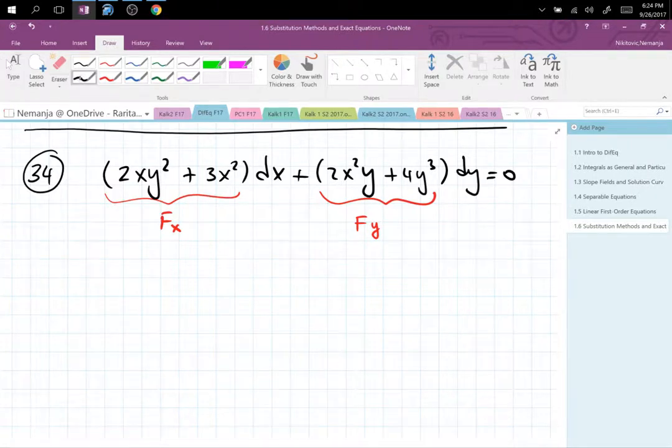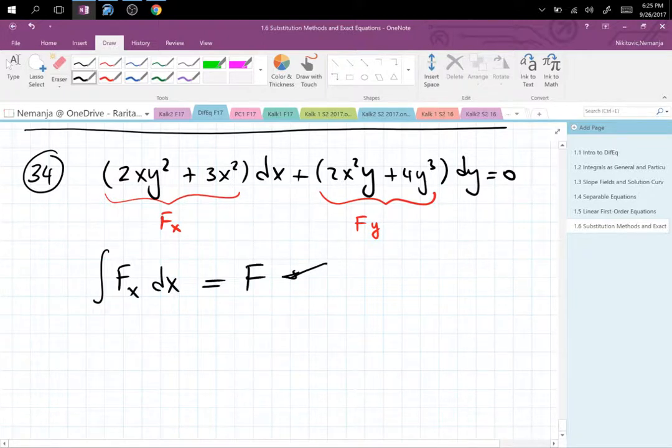Now look, guys. What I'm going to do is I'm looking for a solution, which is capital F. Now look what I have. I have the partial derivative of capital F. So if I integrate this in respect to x, I'm going to get that F, which is the solution.